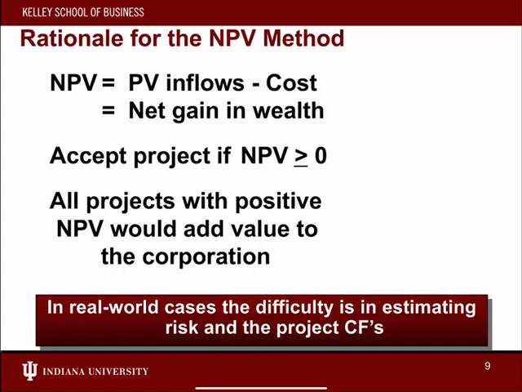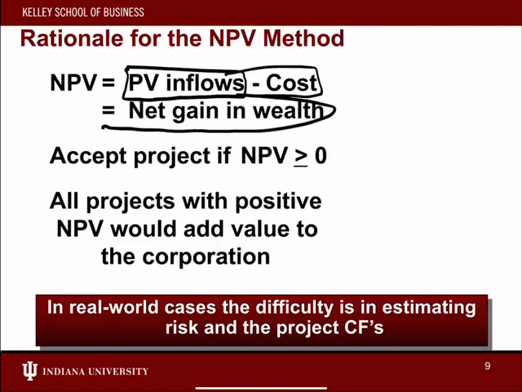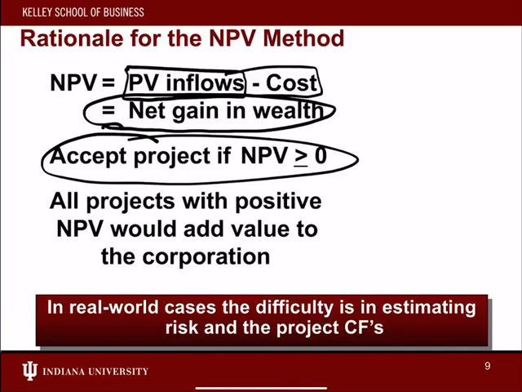So the rationale for the NPV method is that we want to make sure the present value of all the cash inflows minus our costs is positive, right? Because the present value of our inflows minus today's costs, or the present value of other costs, is what our net gain in wealth is going to be. If a project is going to have a net gain in wealth, well, then we should accept it, right? So that's what this does.